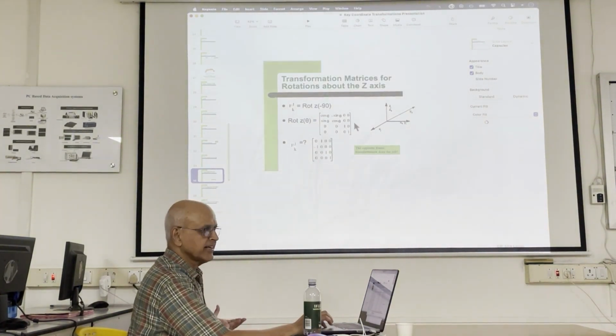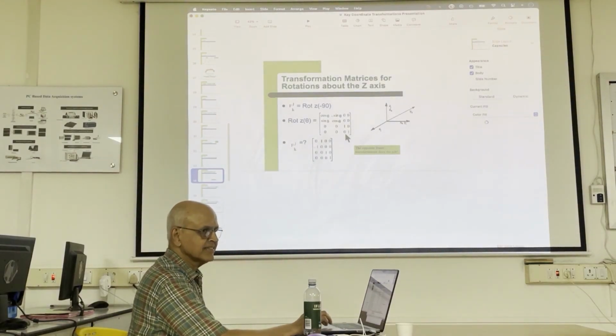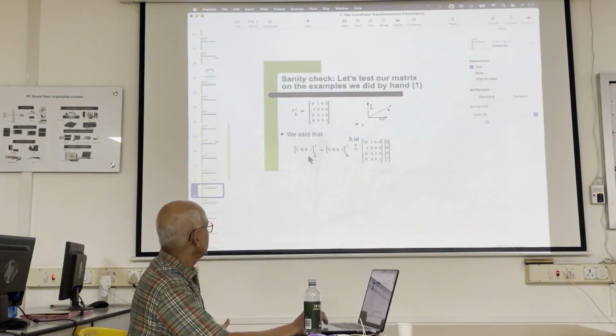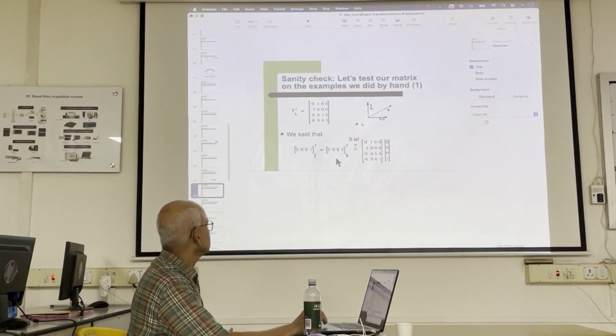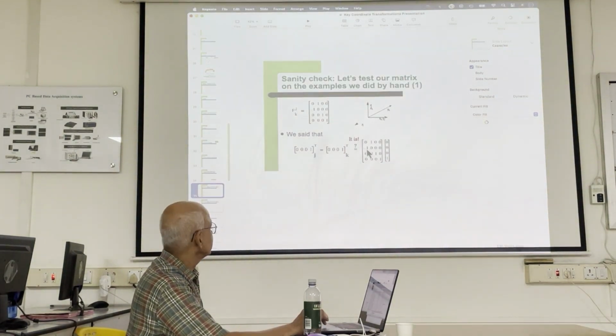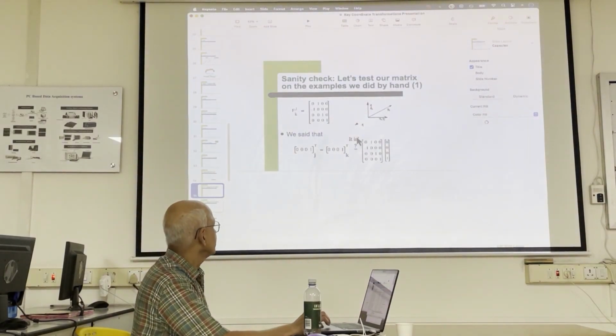Does it work? You can try it out. Use this, give yourself any vector in the original frame, J frame, and see whether it works. 0, 0, 0 is a boring example because it gives you 0, 0, 1. So she runs it, right? Does the matrix multiplication, got it? And it turns out to be correct. It is.